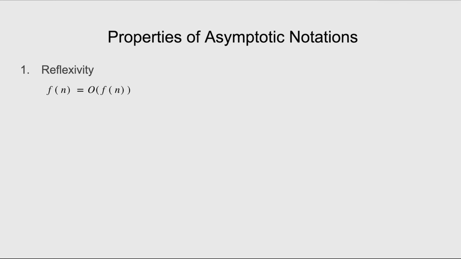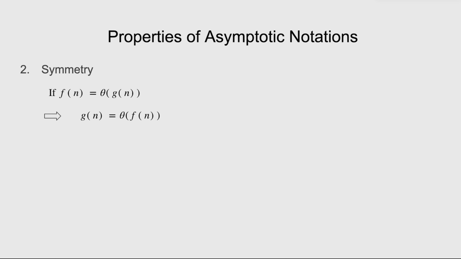The first one is reflexivity. We have the definition here. If we have f(n) given, then it's O of f(n). Let's take an example. If f(n) equals n cubed, then it's O of n cubed. So a function is the upper bound of itself, since the upper bound is any function that is greater than or equal to, and this is similar to the lower bound, where any bound that is lower than or equal to is a lower bound function.